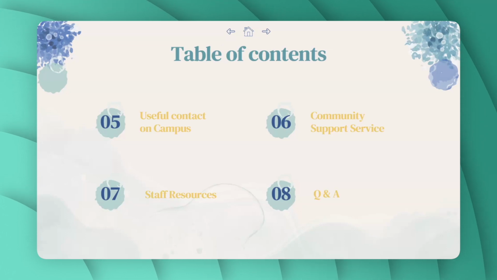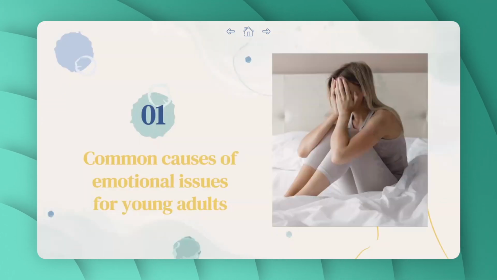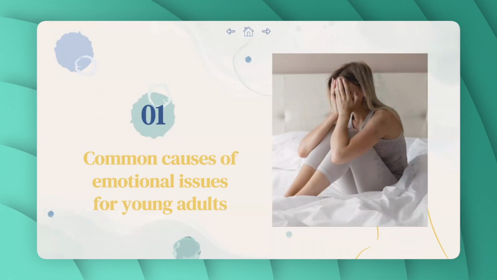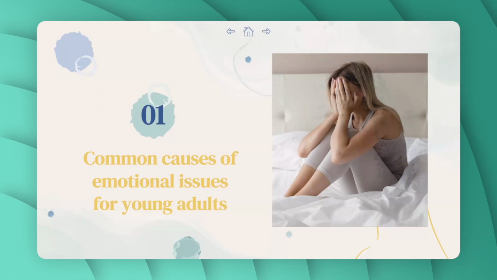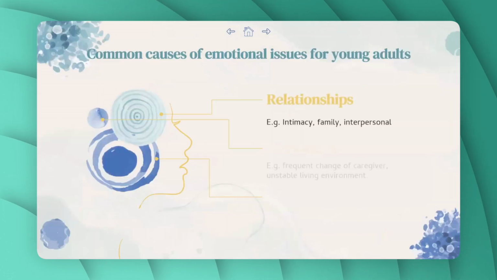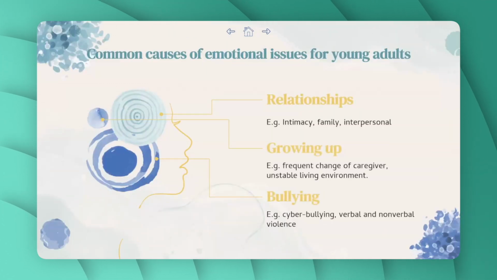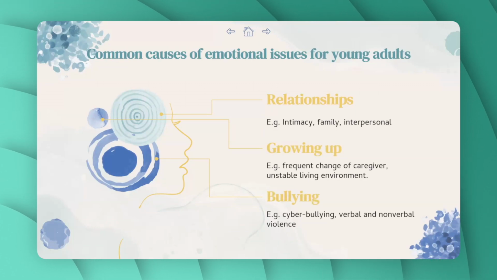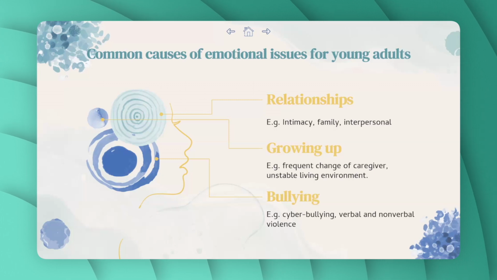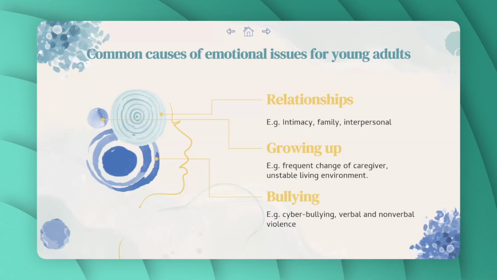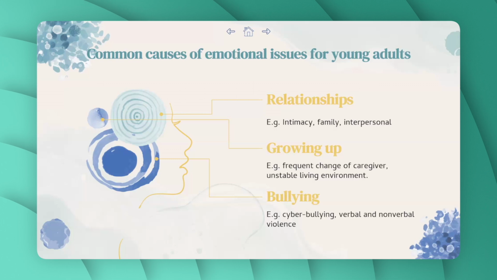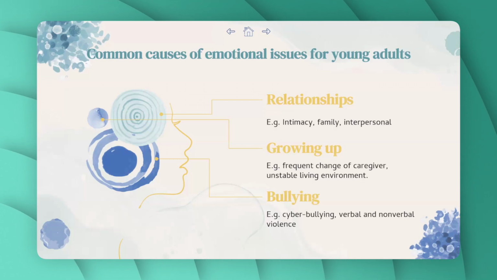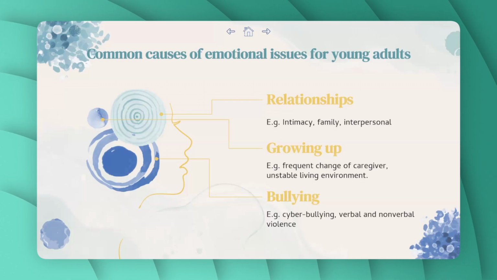To start with, what are the common causes of emotional issues for young people? Usually the first one is relationships. It can be intimacy, family, or interpersonal. What I experience is that interpersonal problems are quite common, especially at the start of school, like September or the first semester.